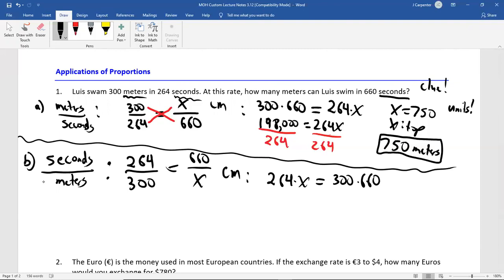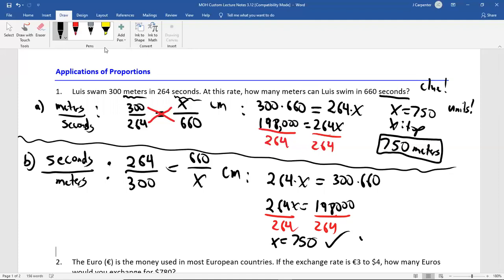That's why I said there are like 16 different ways to set this up and still get the right answer. But there's also a ton of ways to set it up incorrectly and get the wrong answer. So you get 264x equals 198,000. You divide by 264 once again, and no surprise, you end up with x equals 750.